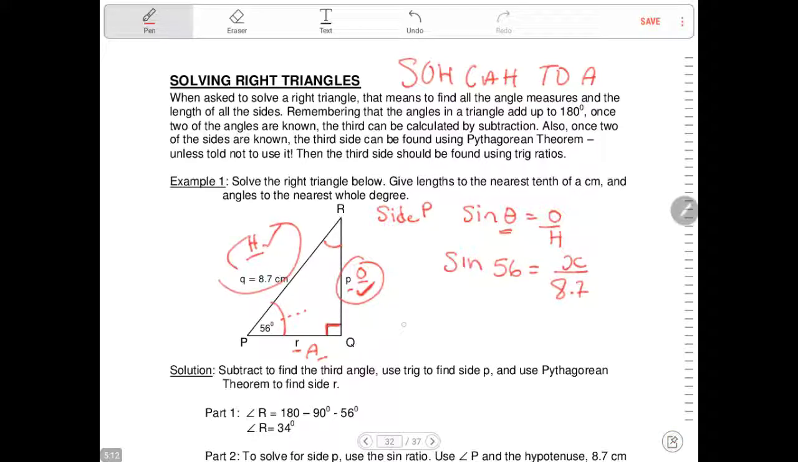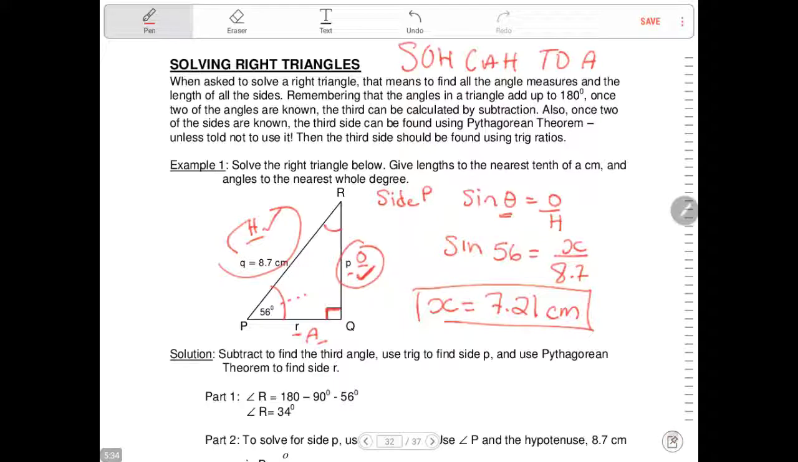This is the step where you multiply the two together. So X is going to equal sine 56 times 8.7. I got about 7.21 centimeters. So I have now successfully solved for P. Great. There are so many ways I can go about this. How can I solve now for R?